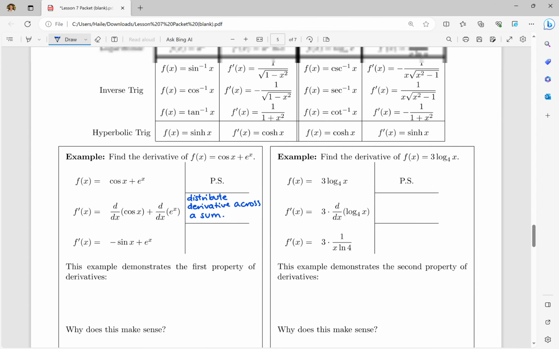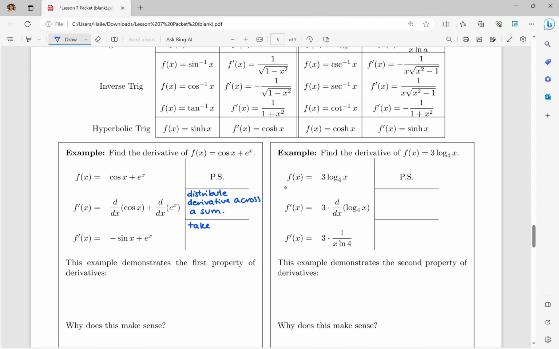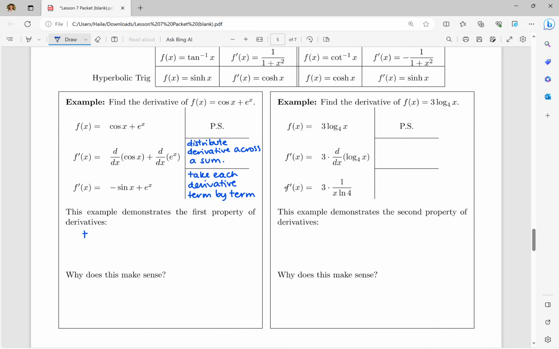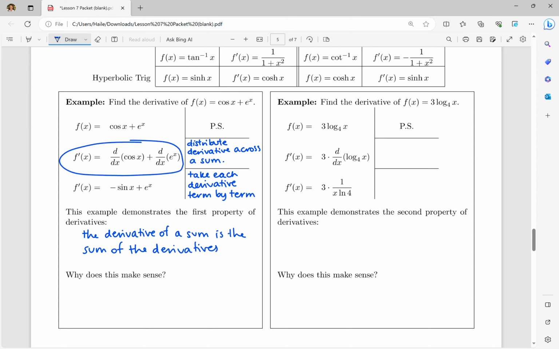Okay, there we go. All right, so we take each derivative term by term. So the purpose of this first example was to demonstrate the first property of derivatives, which is the derivative of a sum is the sum of the derivatives. And this is illustrated in this second step here, where we were able to distribute that operation of differentiation across a sum. Okay, now why would this rule make sense?